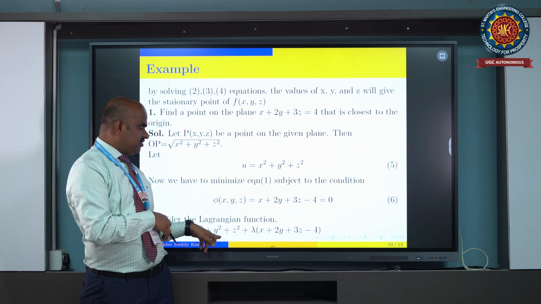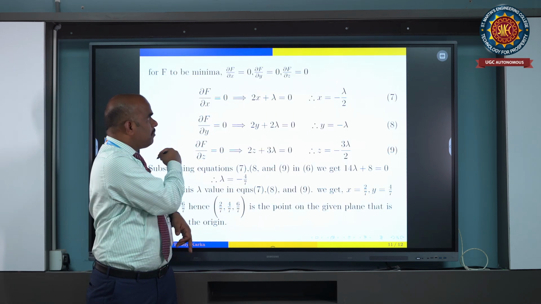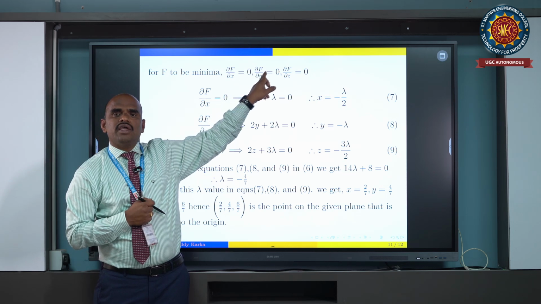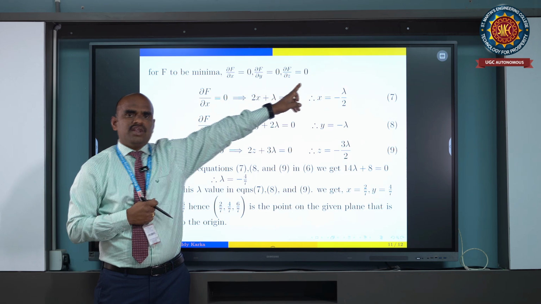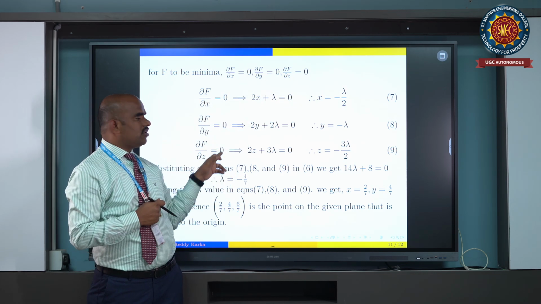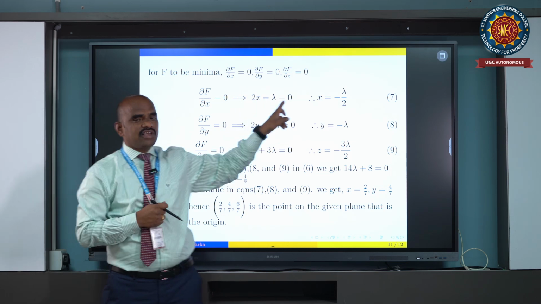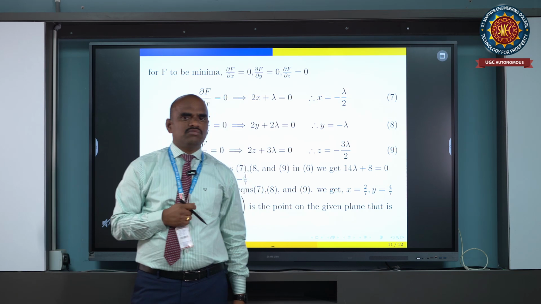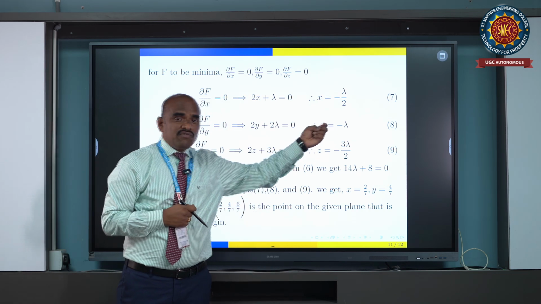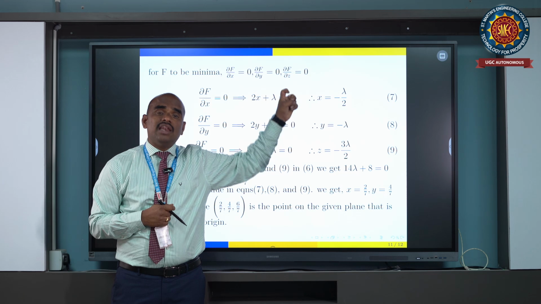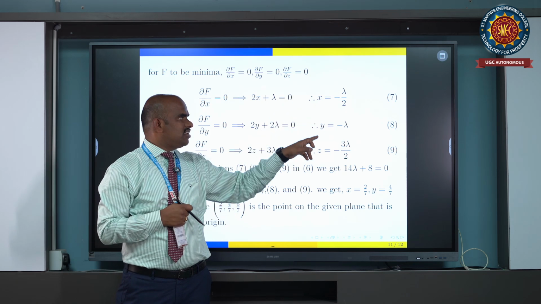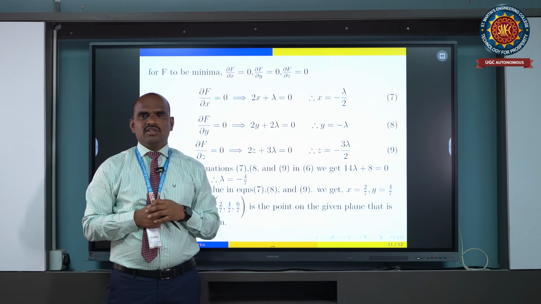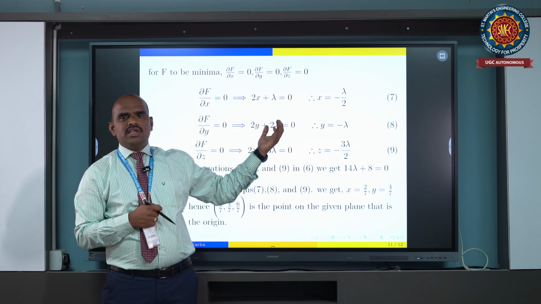So now I formed this equation. Now I can evaluate the partial differentiation dou F by dou x and equate to 0, dou F by dou y equate to 0, and dou F by dou z equate to 0. So we have evaluated these and equated to 0. From this I got x, y, z in terms of lambda. So finally lambda is unknown. We have to get the lambda first. By substituting these x, y, z values in equation 1, that is in the phi, we can get the lambda value.